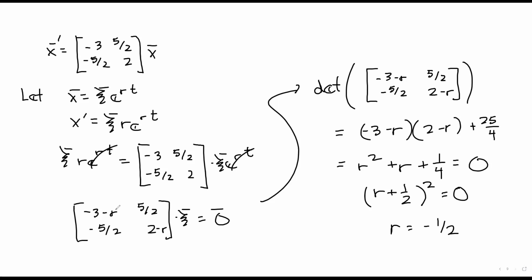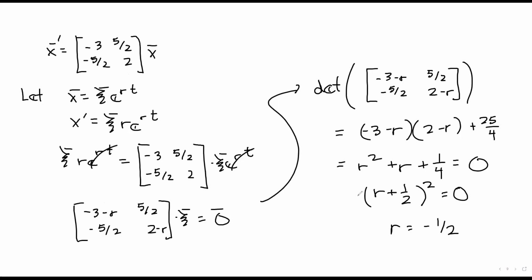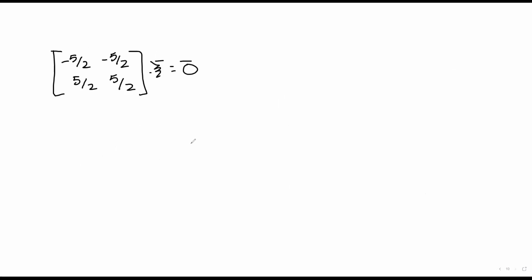Take that one eigenvalue, plug it in. So when you do, we should get -5/2, 5/2, -5/2, 5/2 times xi equals 0. Now let's just check that. -3 plus 1/2, that's going to be -5/2, and then 2 plus 1/2, that's going to be +5/2. Oop, hold on, I got reversed. Good thing I checked, right? Okay.